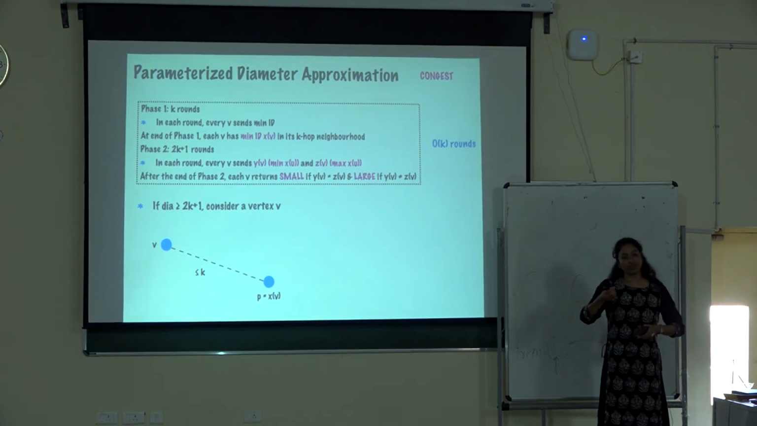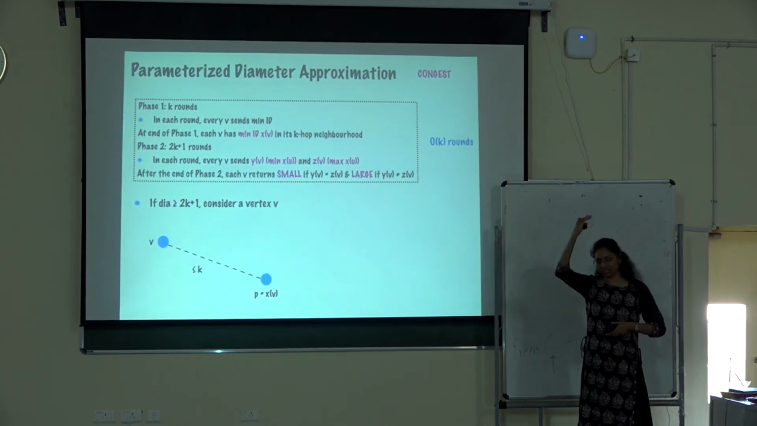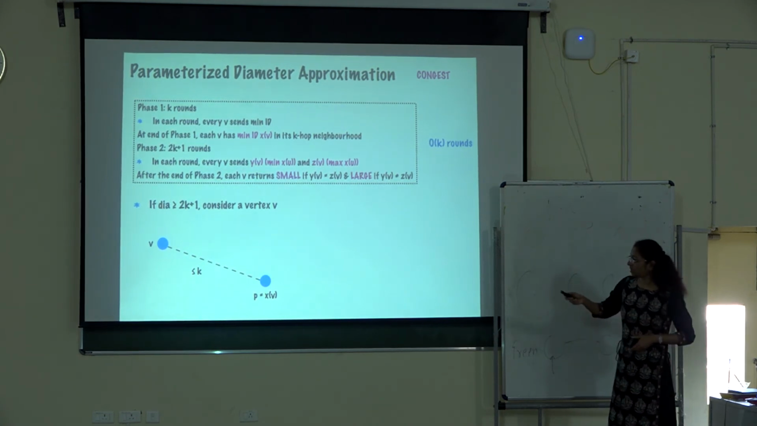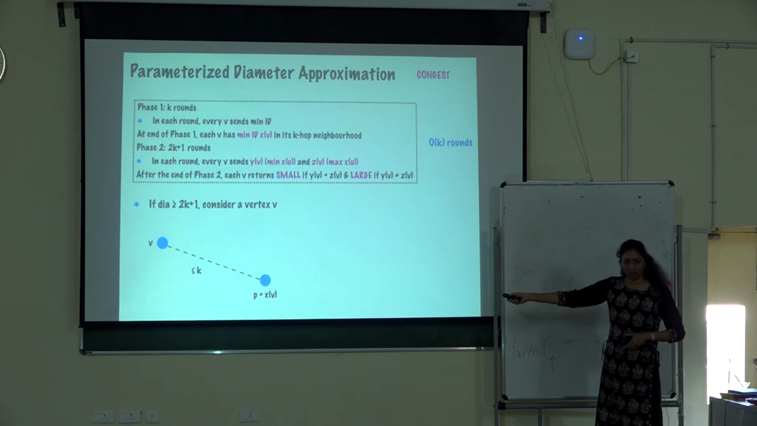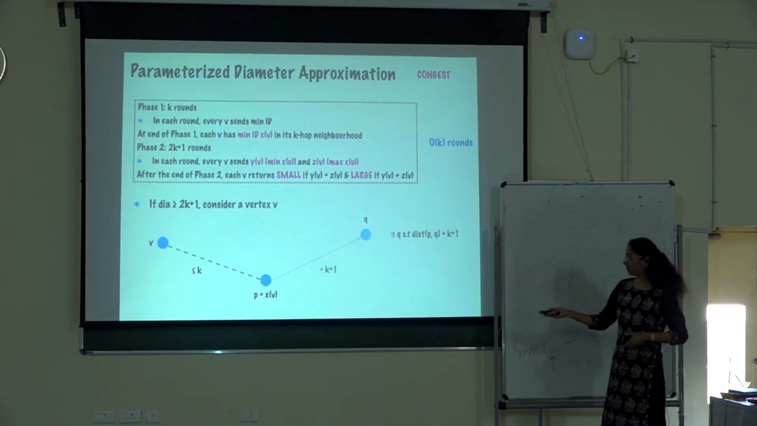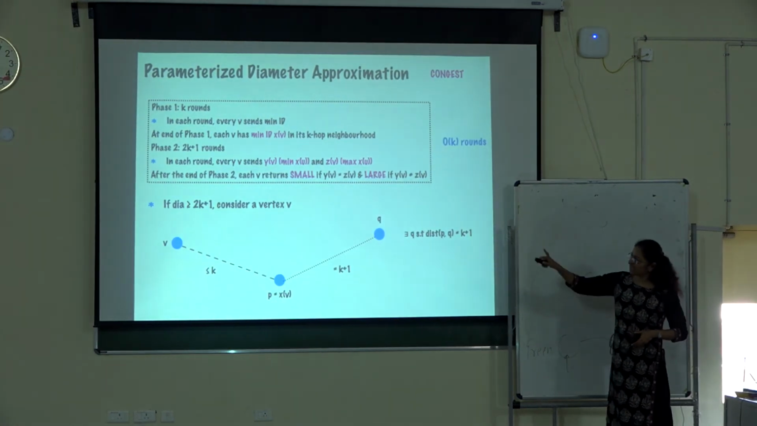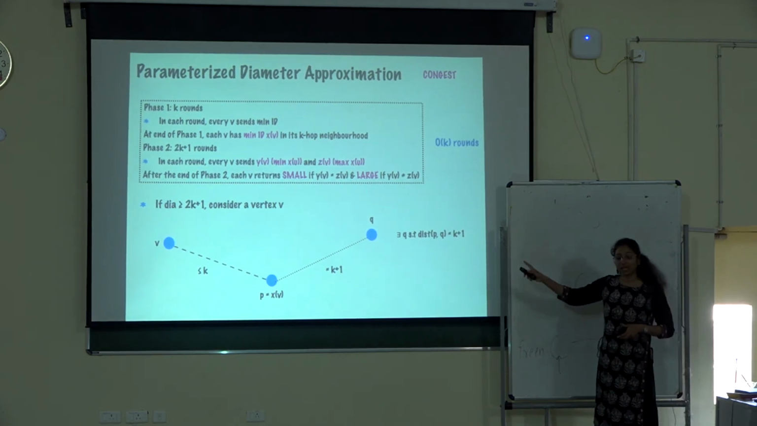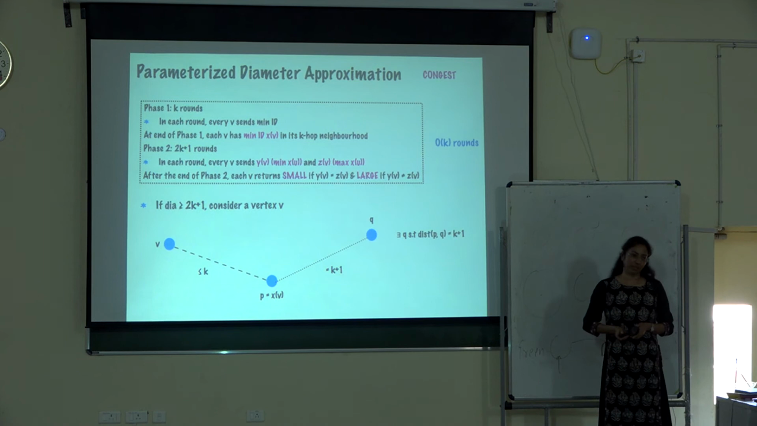x of V is the minimum identified in the k-label, the first k rounds that we ran the algorithm for. So, we have V, and x of V is P. Now, since the diameter is at least 2k plus 1, there should be a vertex Q that is of distance equal to k plus 1 from P.